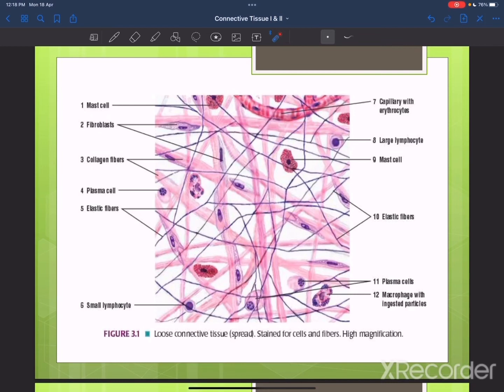So we can see here, for example, the cells and mast cell.